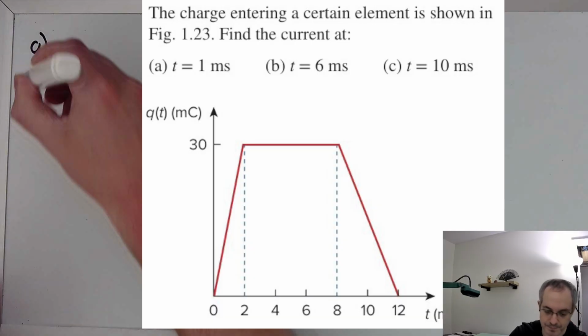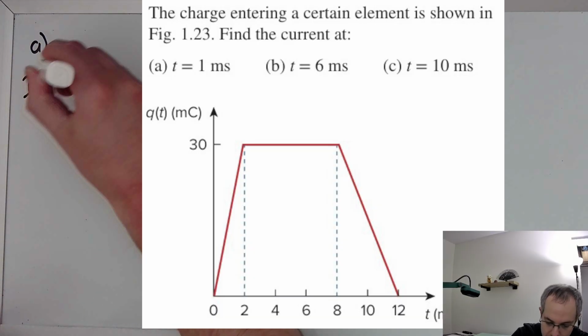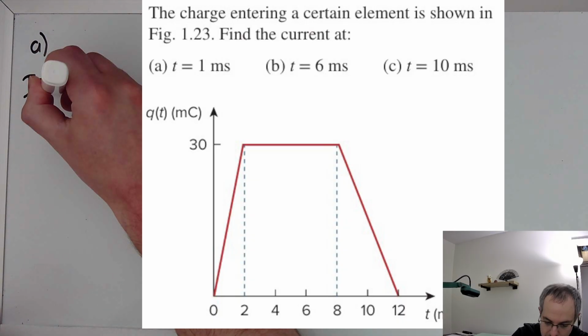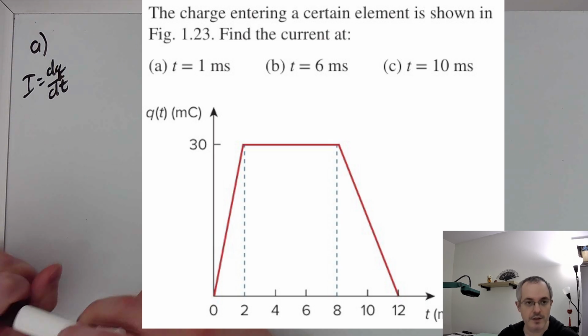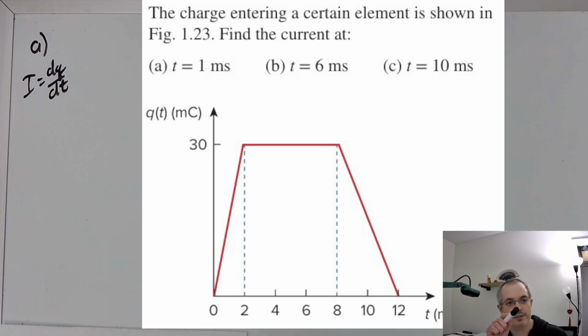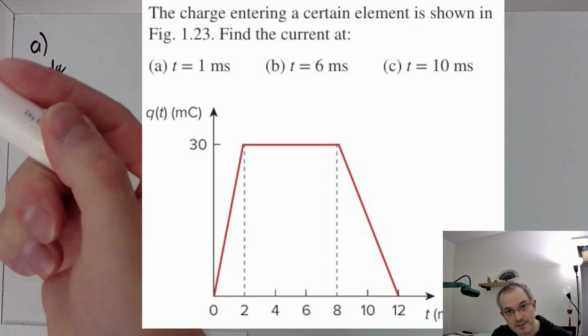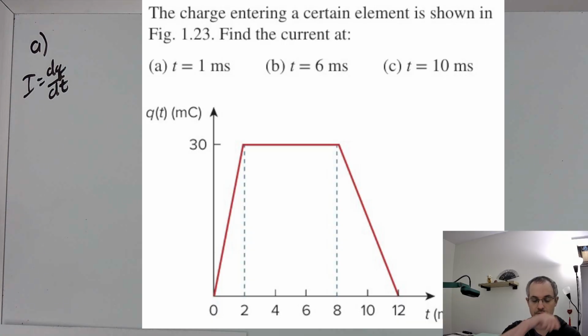So remember, i is dq by dt, which means we're after the slope. Also notice the charge is in millicoulombs and the time is in milliseconds. Since they're both milli, you'll end up with amps. Let's take a look at that.